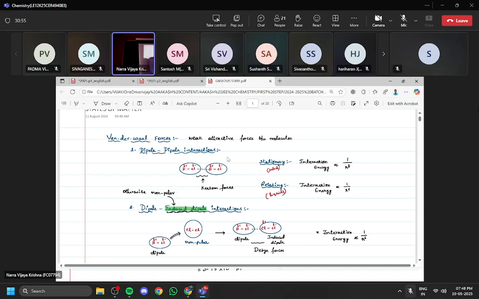If they are stationary, then interaction energy, potential energy is proportional to 1 by R cube. If they are rotating, interaction energy is proportional to 1 by R power 6. Right? Rotating dipoles, it is proportional to 1 by R power 6. If they are stationary, proportional to 1 by R cube. Correct?